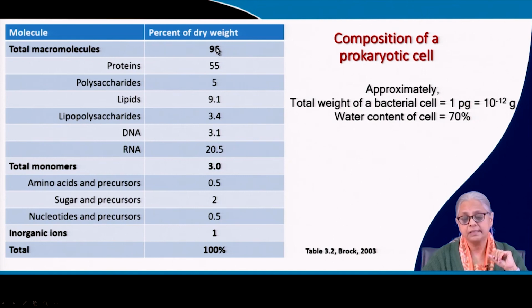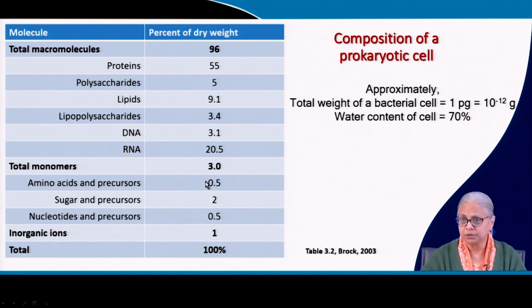So out of this 96%, proteins are 55%, polysaccharides or carbohydrates are 5%, lipids and fatty acids are 9.1%, lipopolysaccharides, which are lipids and polysaccharides together, that's 3.4%, and the nucleic acids, DNA is 3.1%, RNA is 20.5%. So this is a broad understanding of the composition of a prokaryotic or bacterial cell.